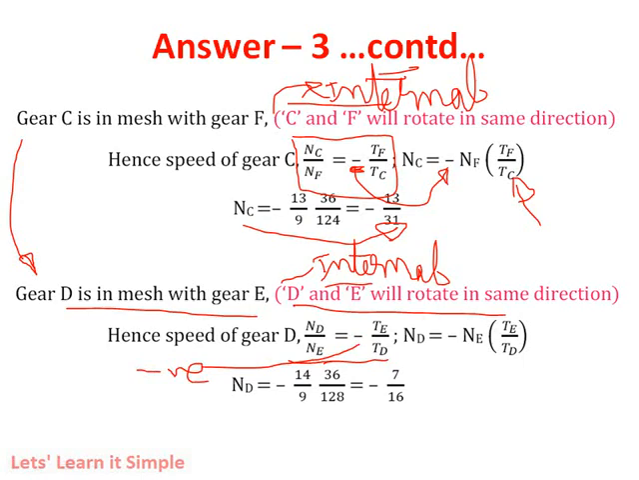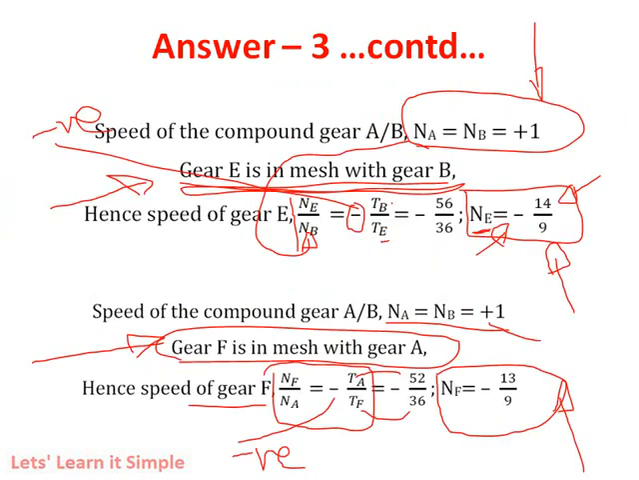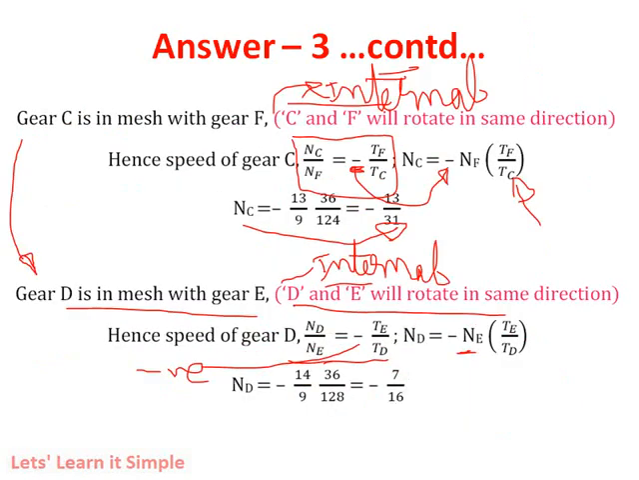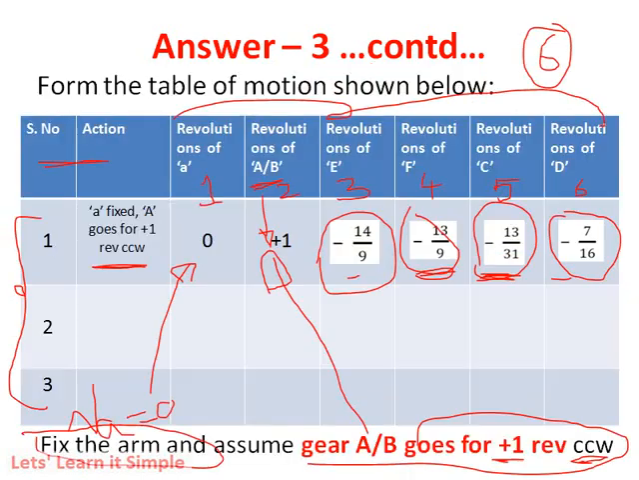Now you know the value of NE. NE is here minus 14 by 9. You substitute that, and the number of teeth on TE is also given. TD you got from the geometry. After substituting the values and simplification, the speed of gear D is minus 7 by 16. So that is filled in the first row, last column.